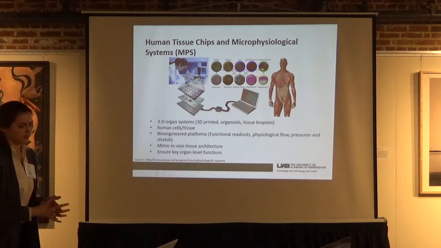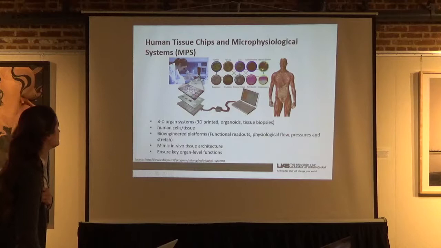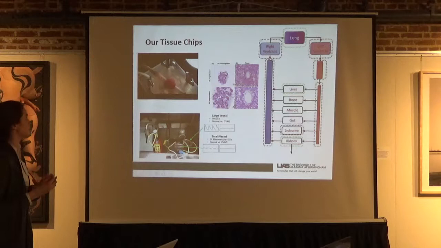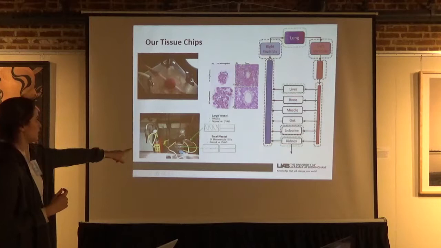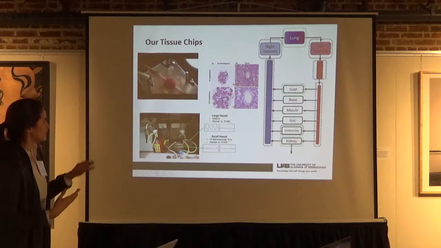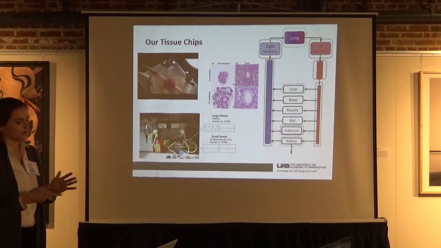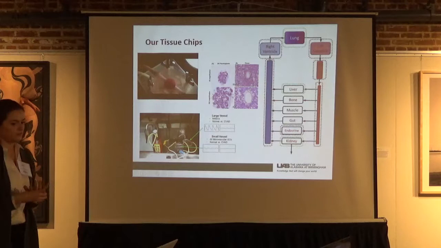So our lab specifically is using tissue chips and microphysiological systems, MPS, which can be used for a wide variety of applications. For example, our lab has already generated models for the heart, blood vessels, and parathyroid, which is everything outlined in black. This figure on the right is a schematic of what our MPS would look like. Everything outlined in green is what we're currently working on: the lung, liver, and kidney. These in vitro 3D organ systems are made from human cells on bioengineered platforms, and they mimic the in vivo tissue architecture and physiological conditions.